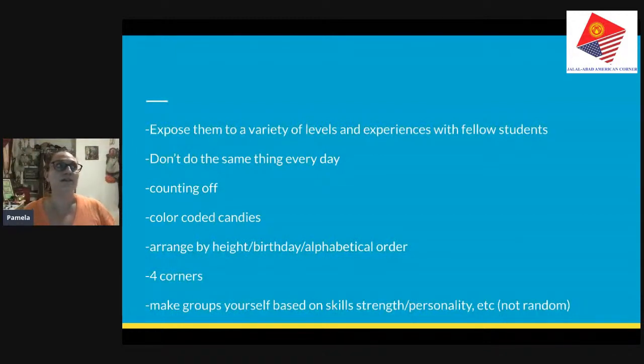If you want 7 groups because you have a large class and you want like 3 in each group or something, you can count off by 7s. 1, 2, 3, 4, 5, 6, 7. Right.